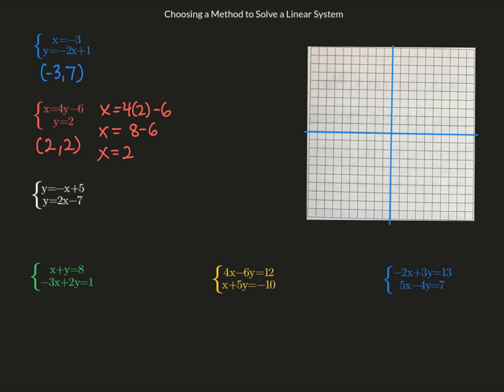All right, so those two were relatively simple. And you can see that substitution was actually faster than graphing there. Well, let's look at the white one. Now, the y equation is set up for us to graph because y is isolated already, which means that we can quickly and easily see the y-intercept and the slope.